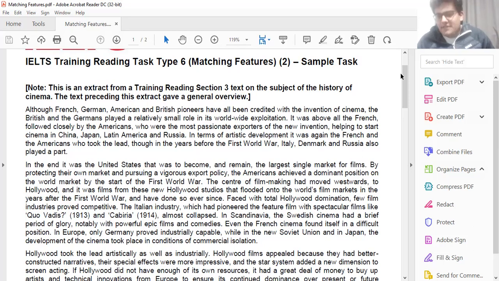In Scandinavia, the Swedish cinema had a brief period of glory. They had a short time period of dominance, had a brief period of glory, notably as in especially with powerful epic films and comedies. Even the French cinema found itself in a difficult position. In Europe, only Germany proved industrially capable, while in the new Soviet Union and in Japan, the development of the cinema took place in conditions of commercial isolation.